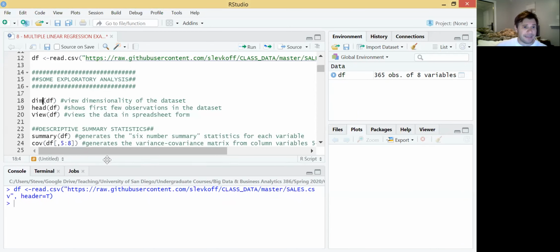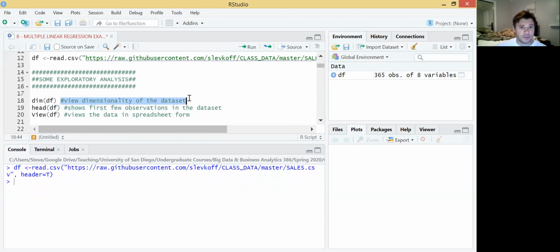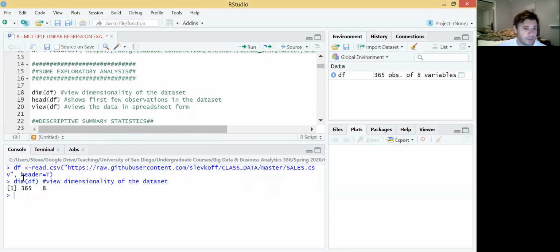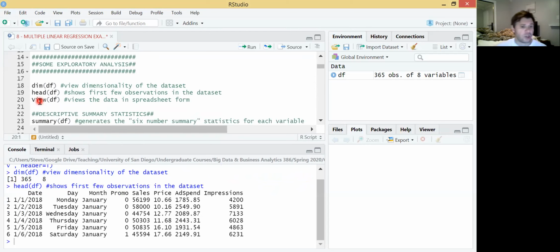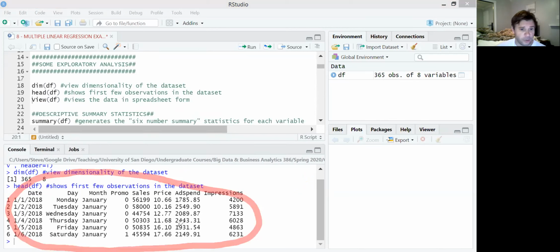Recall the dim function. This allows us to view the dimensionality of the data set. If we run that, it will tell us as the first argument the number of rows or observations, which is 365, which matches what we saw in our global environment. We also see that the number of columns in the data set is 8, so there are 8 variables. If we run the head function, this will show us the first 6 observations in the data set down here in our console window. Just the first 6 observations gives us a little bit of summary structure of that data set.